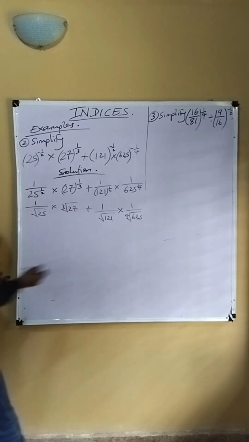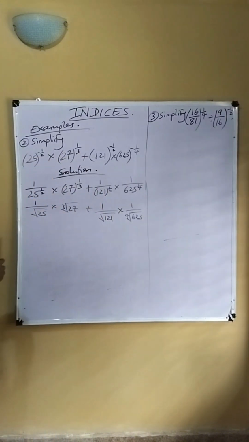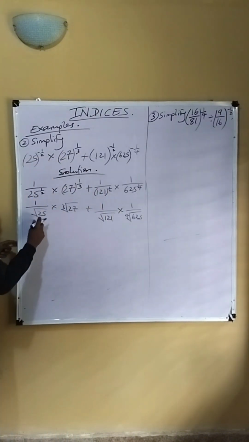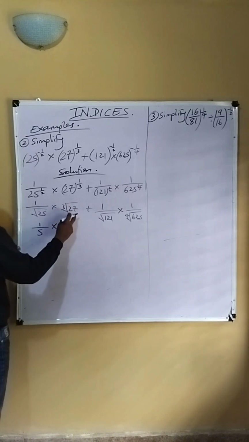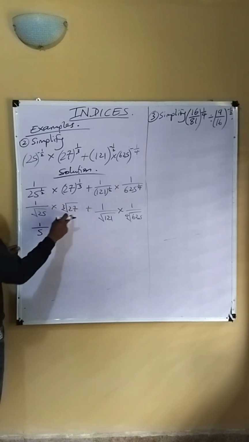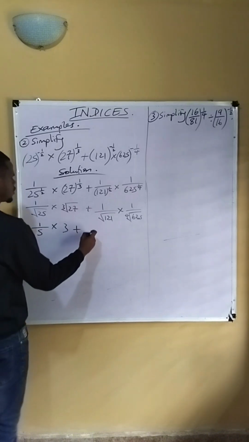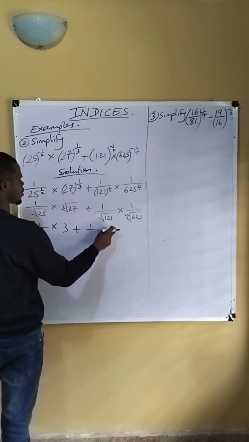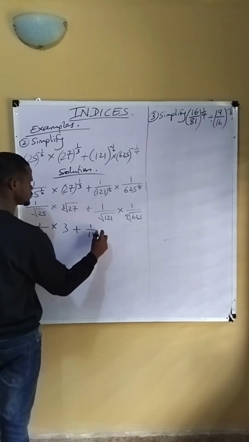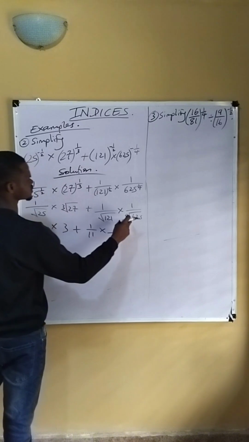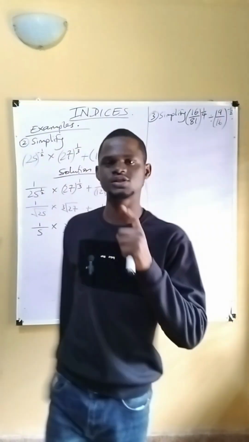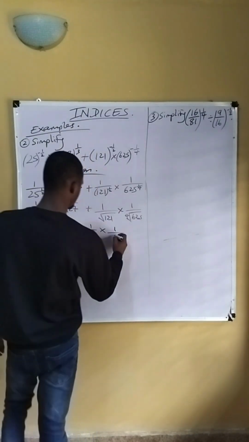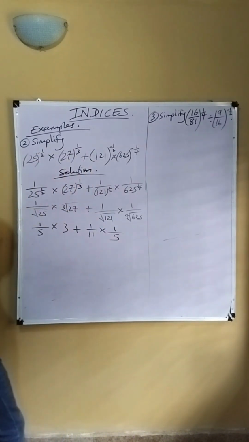Now, without wasting much time, what is the square root of 25? We are going to have 1 all over, the square root of 25 is 5, times, what is the cube root of 27? What we multiply by itself 3 times to give us 27 is 3, plus 1 all over, what is the square root of 121? It is 11, times 1 all over, what is the fourth root of 625? What we multiply by itself 4 times to give us 625 is 5. We are going to have 1 all over 5 here.